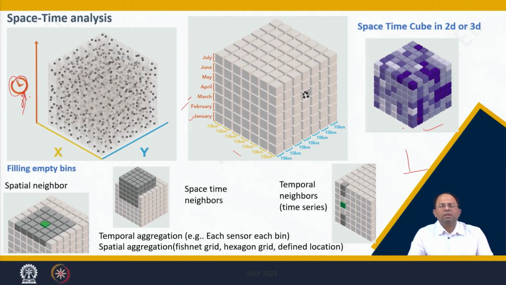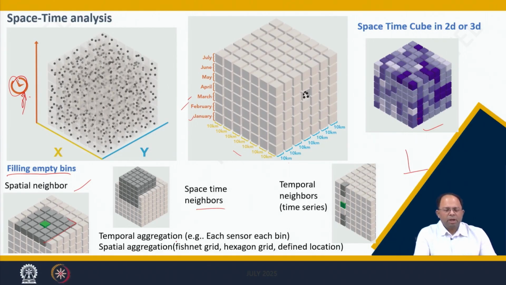Sometimes some of the values are empty. Now there are some strategies to fill up the empty bins, which is key while doing this kind of analysis, because we cannot have empty bins as such. It could be based on the spatial neighbor, so I can take an average of all the values surrounding it, or it could be a space-time neighbor. I can take a space-time cube and take an average and fill it there.